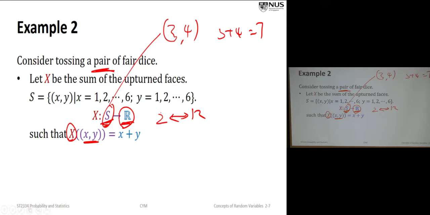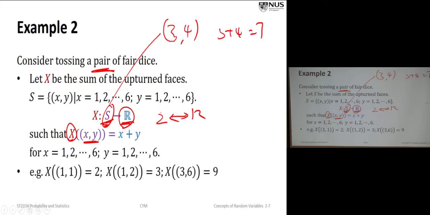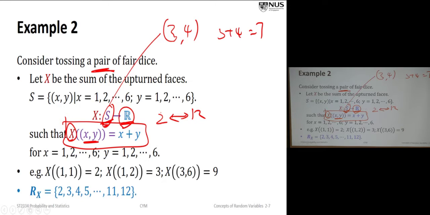All right? So this is the mapping through this formula. And this is the range. The random variable takes the values 2 to 12. And this random variable has a physical meaning. It's the sum of the two dice.